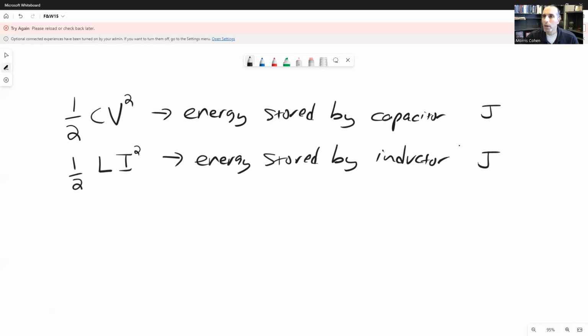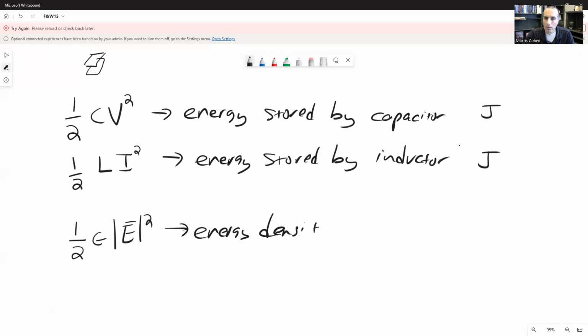Now, earlier on, when we were talking about electric fields and capacitances, we took the simple example of a parallel plate capacitor, from which you could determine that if you calculate its capacitance and you calculate the electric field between the two plates and you apply 1/2 CV squared, you can also determine that the energy density stored in electric fields is 1/2 times epsilon, the permittivity, times the intensity of the electric field squared. This is the energy density in electric fields, and that's in units of joules per meter cubed.